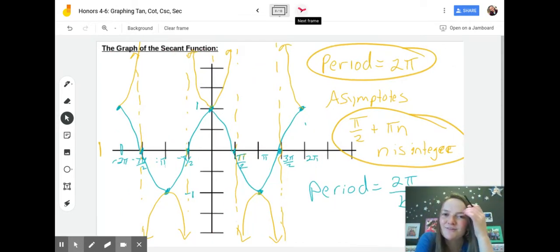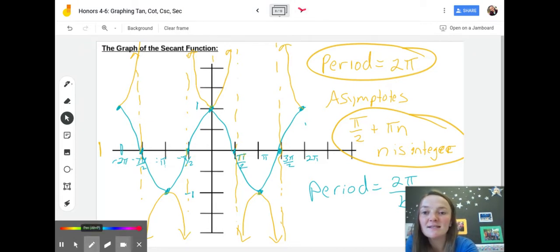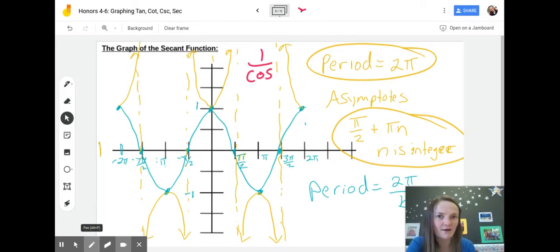All right, so for the next function, we have the secant function. Secant, if I remember, and I don't think I wrote this here, secant is the same thing as 1 over cosine. So if you can graph the cosine function, you can totally graph the secant function. Notice how I have asymptotes in intervals of pi over 2.